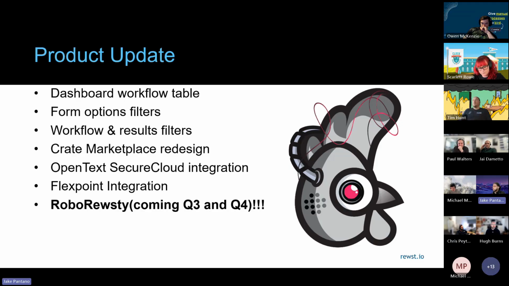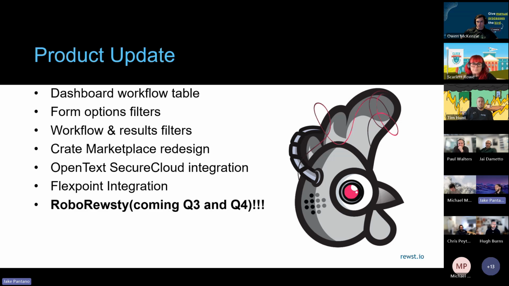So first of all, we've got new widgets at the bottom of the dashboard that count your tasks and show your time savings. This gives you additional detail metrics into how you're using Rewsty and where the value is that you're getting, and I'll demonstrate this soon. We've also added form option filters, which is a new piece of functionality that makes filtering options in your forms a lot more simple. It's now more of a UI based filtering system, and again, I'll show this off in the demonstration. We've also added open text and secure cloud as an integration, and also a flex point integration.